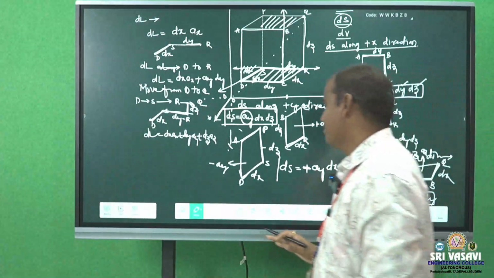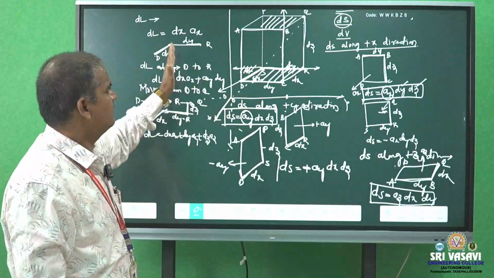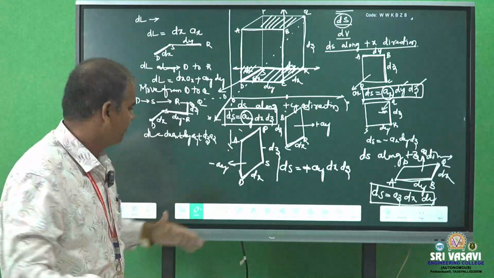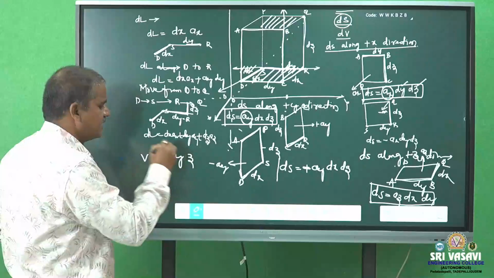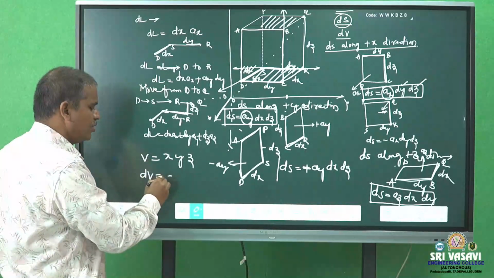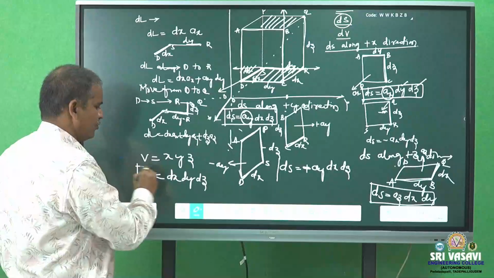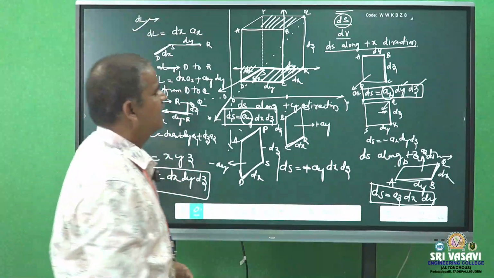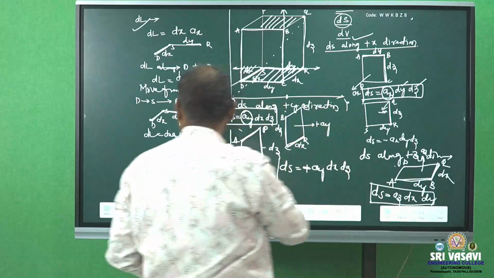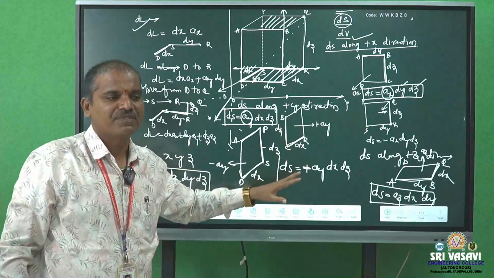So this is about applications of Cartesian coordinate system in terms of line and surface and volume. The volume is nothing but x into y into z. We may write dv is equal to dx, dy and dz. So there are three applications. First one is a line, second one is a surface, third one is volume. These are the applications of Cartesian coordinate system.